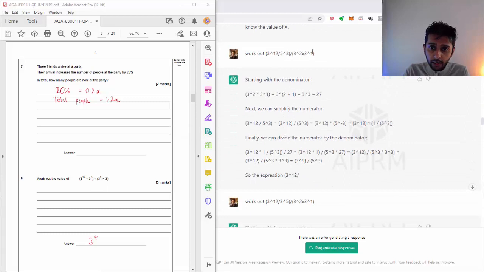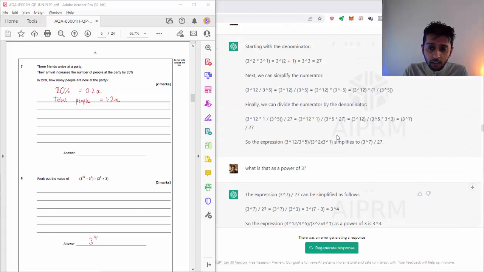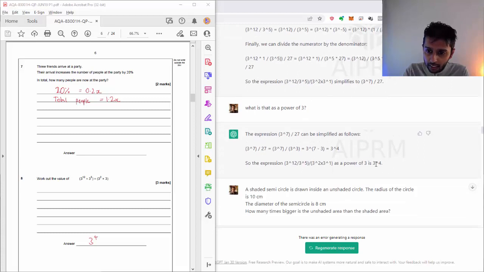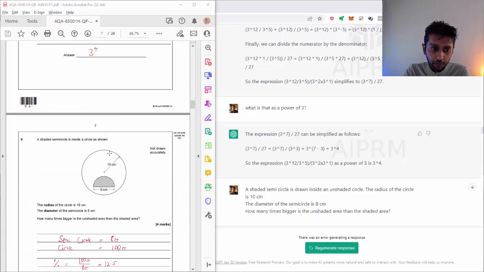Question 8 is work out the value of this. I had to ask it twice. So it gave me this. But then I asked, what's that as a power of 3? And then it simplified it further, giving me an answer of 3 to the power of 4, which I've copied in there.